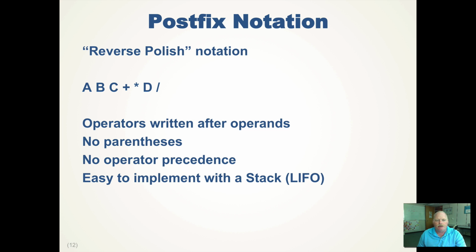When we see an operator, we pop the two operands off of the stack, do the math that the operator says, and push the result back onto the stack. So again, we would push A, B, C onto the stack. We see the plus, so we pop the B and the C, do the add, and put the result back onto the stack. We then see the multiply, so we pop the B plus C value, multiply it by A, and push it back onto the stack. We see a D, we push the D on the stack, and then we see the divide, so we pop the two things off the stack and do the divide, and we're done.